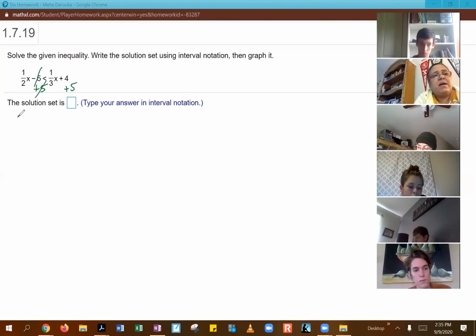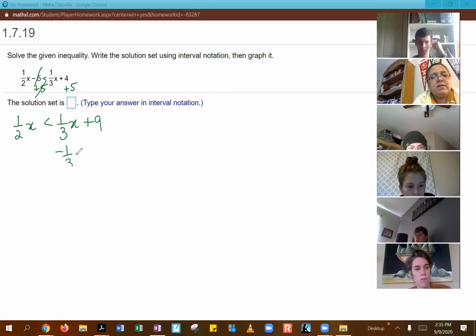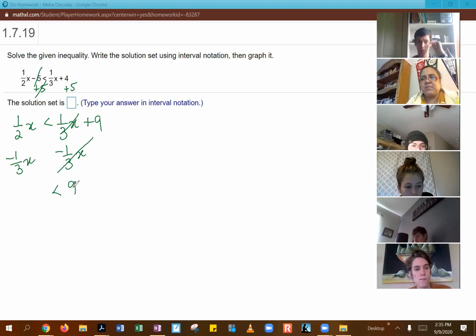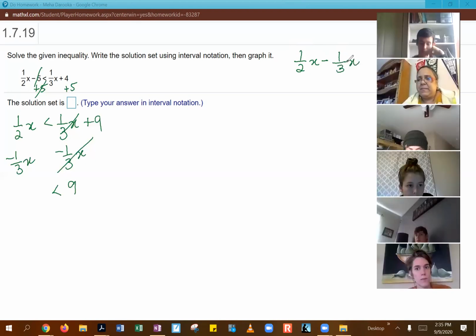So that leaves us behind with 1/2 x less than 1/3 x plus 9. So since we moved the 5 to the right, now we can go ahead and move our 1/3 x to the left-hand side. So for that, we'll need to subtract. This cancels out here. We are left with 9 on the right-hand side. And then let's see what happens when we subtract on our left-hand side. So that would be 1/2 x minus 1/3 x. And what do we do for that?